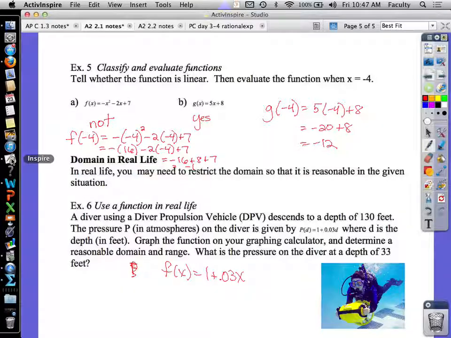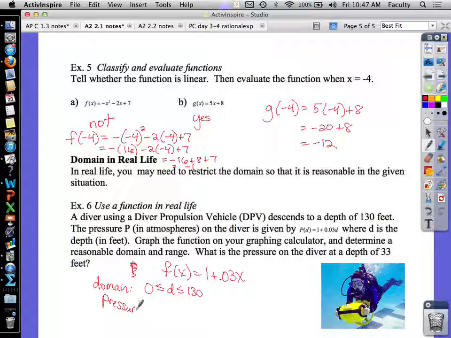Now, domain is what you could plug in for the variable. D is the depth and P is the pressure at that depth, okay? So for the domain of D, this propulsion vehicle can only go down 130 feet. So the domain is 0 to 130.